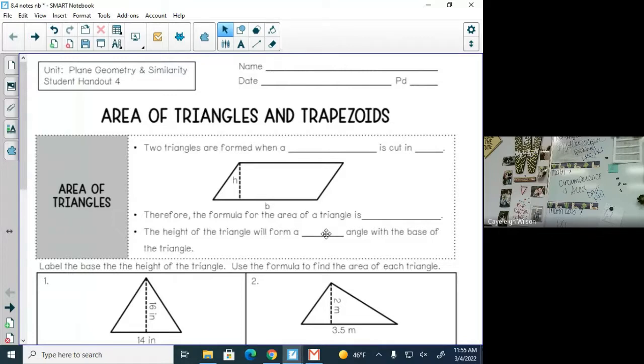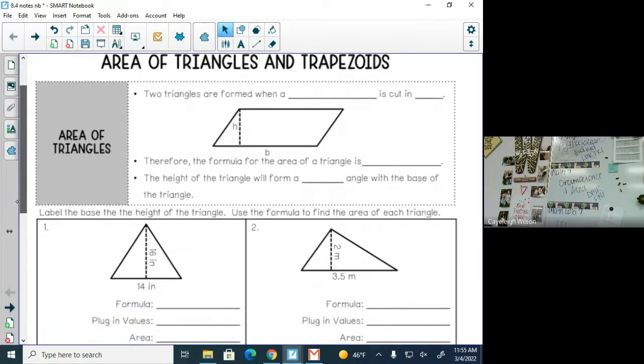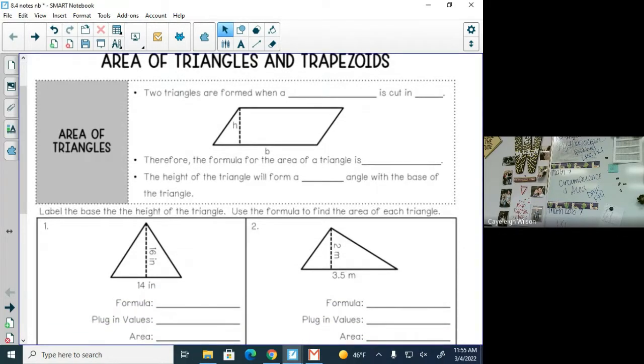Triangles and trapezoids. So we're going to talk about two new formulas. The first one that we're going to talk about is a triangle. So two triangles are formed from a parallelogram. Okay? So that parallelogram, to find a triangle, they cut off the end pieces and kind of put them together.